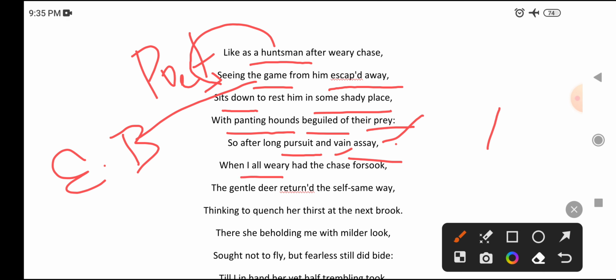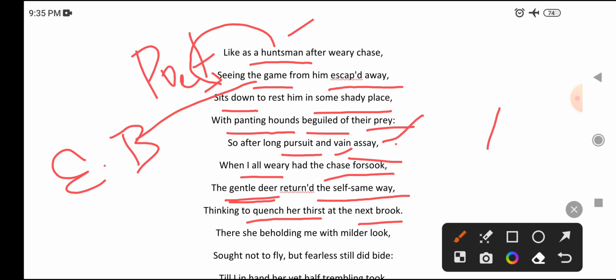He gave up. When he gave up, the gentle deer, in the terms of the huntsman, so here the huntsman is hunting the deer, returned the same way. So the deer returned the same way, thinking to quench her thirst at the next brook, the river. So the deer also returned the same way. It thought that it must drink the water because it wanted to quench its thirst.